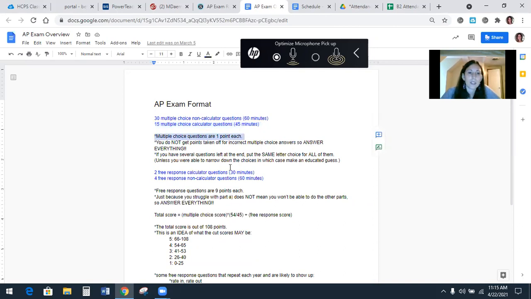Multiple choice are 1 point each. You don't get any points taken off for incorrect answers. Someone this morning was asking how that works. What I mean is, just to clarify, there's no negative points. You either earn a point or you fail to earn a point. So it's like you either get a 1 or a 0. There's no deductions. So make sure you answer everything. Nothing should be left blank.